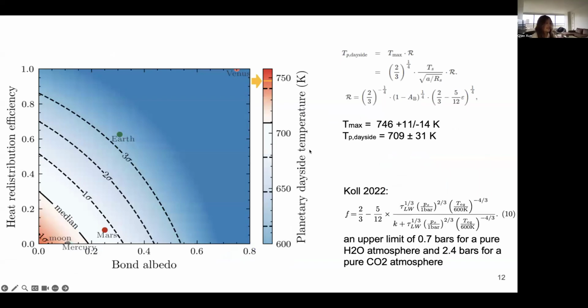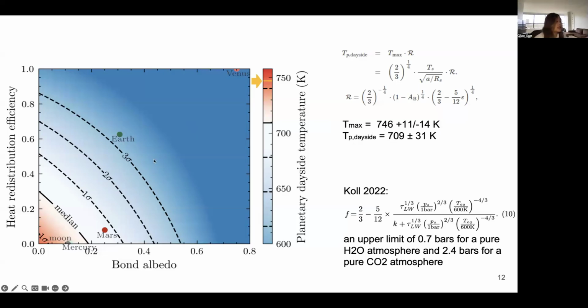To better understand the results, we also plotted the calculated dayside temperature with our refined host star and planetary parameters, with varied bond albedo from 0 to 0.8 and varied heat recirculation efficiency from 0 to 1. On this plot, the red means higher dayside temperature and the blue means cooler dayside temperature. The contour lines show the median and 1, 2, 3 sigma of our measured dayside temperature.